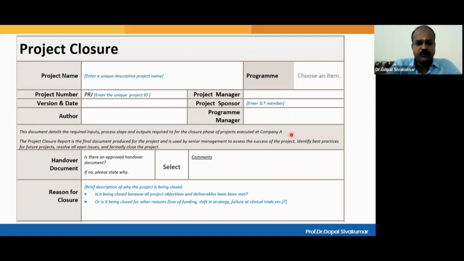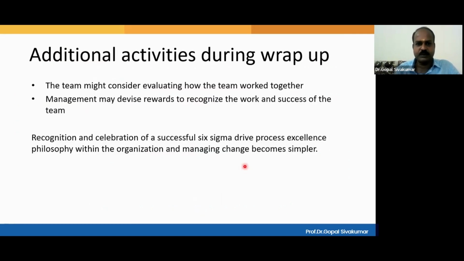And this is a template for project closure, where the project name, project number, project manager, project sponsor, and everything can be filled in, and then the handover, who is taking over and who is handing over, and why the project is closed. Is it because the project has produced the result and it is successful, you are closing it, or is there any other reason you are dropping the project in between? That can be written here, and then project closure can be signed off.